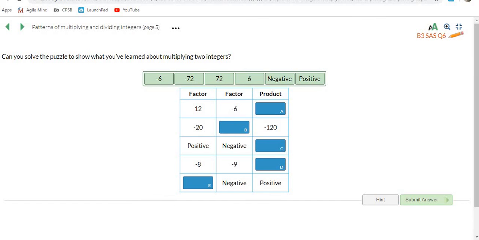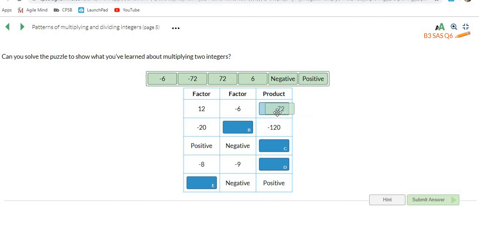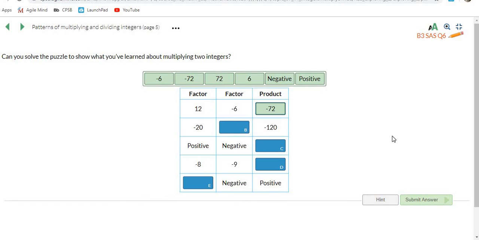So what is 12 times a -6? Negative 72. 12 times 6 is not going to be 6. Okay?